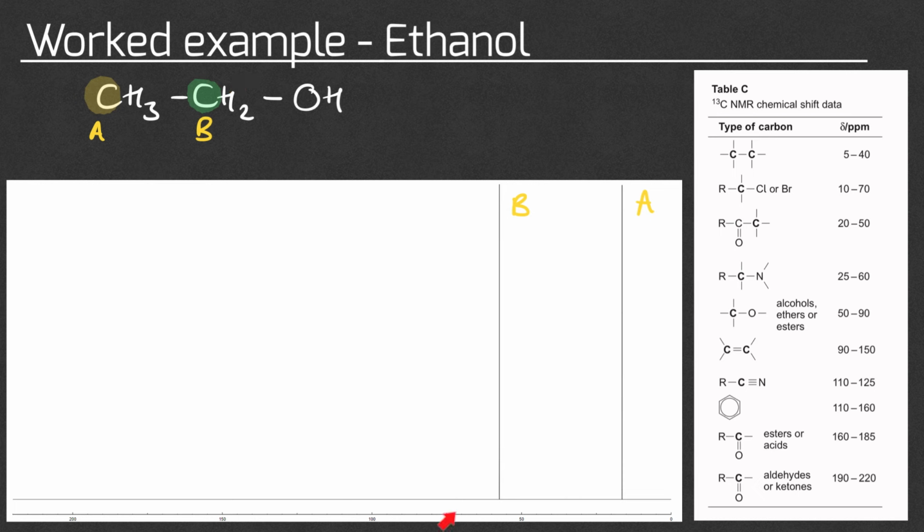That matches up roughly if we look at the values on the bottom with our data sheet. So for example, peak A is a C-C group. We'd expect that to come between 5 and 40, and this peak is at approximately 20. Peak B on our spectrum is about 60, which is in the range of 5 to 90, where we would find alcohols, ethers, or esters. So we can therefore assume that we've correctly assigned these peaks.